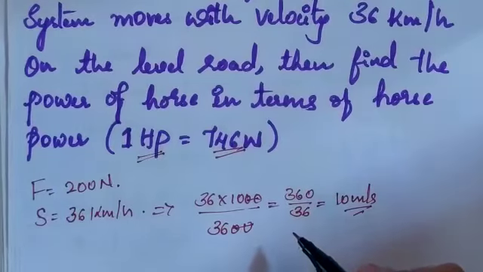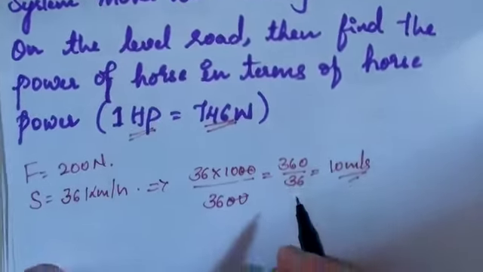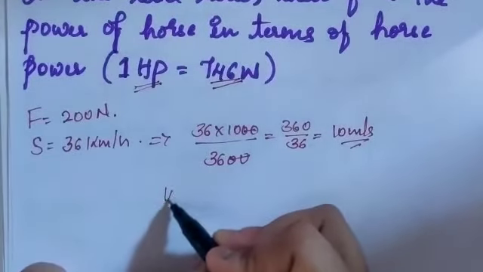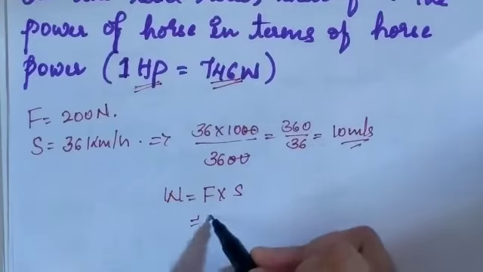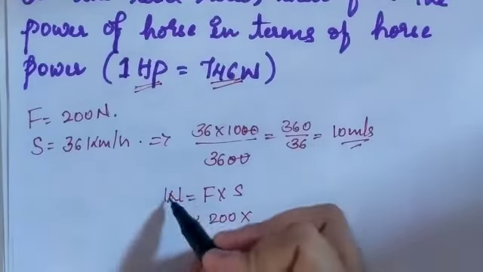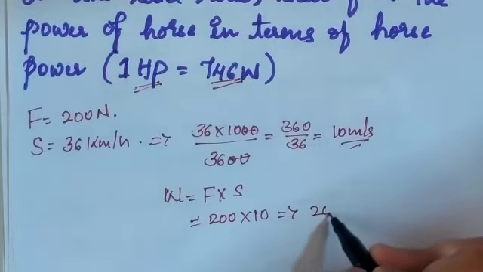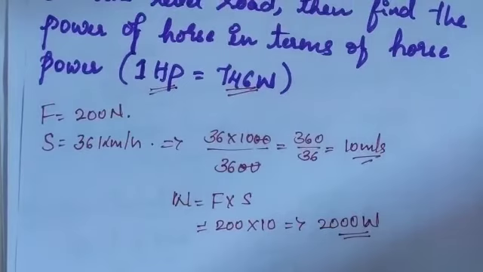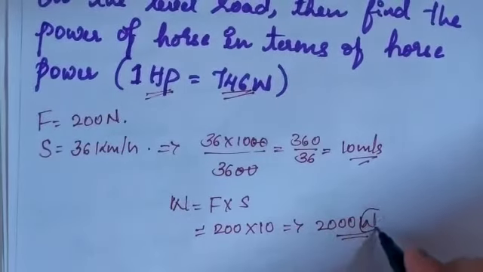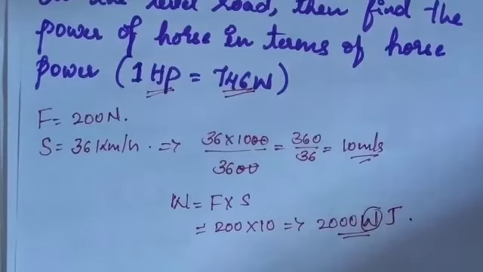Now we have the displacement and the force, so let me find the work done. Work done is equal to force into displacement. Force is 200 into displacement 10, so 200 into 10 means you will get 2000. That is not watt, this is work done, it is 2000 joule. Now we have got the work done here.